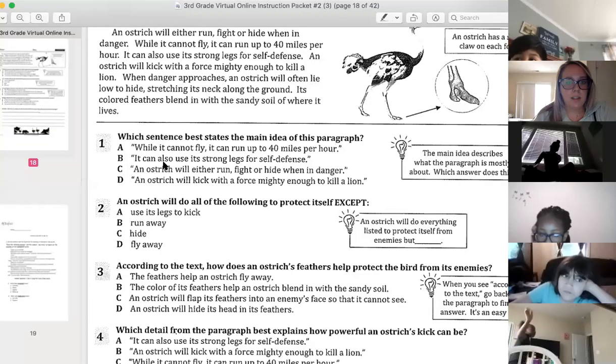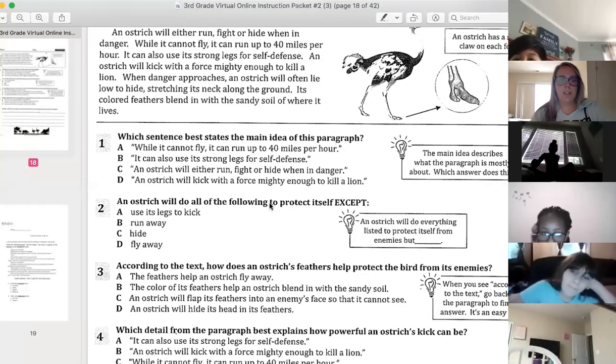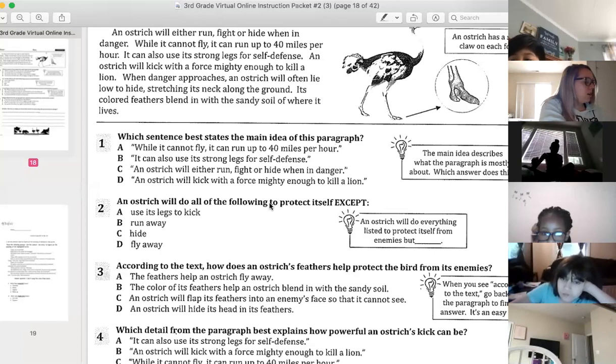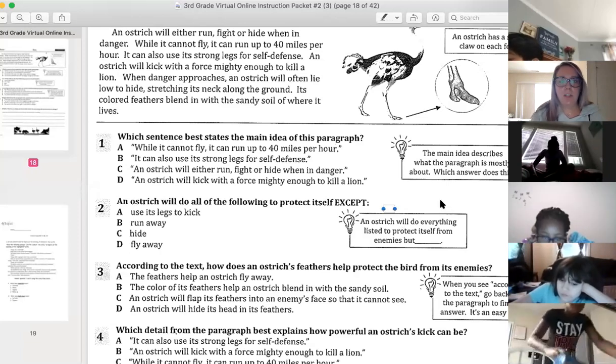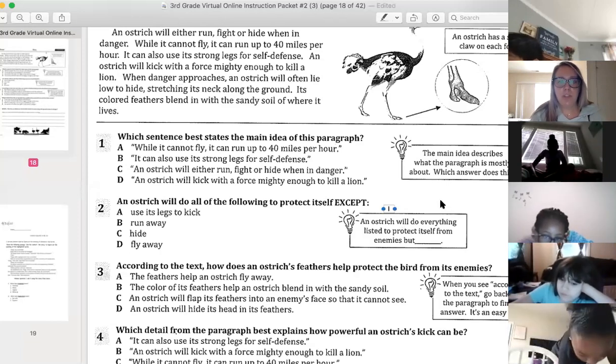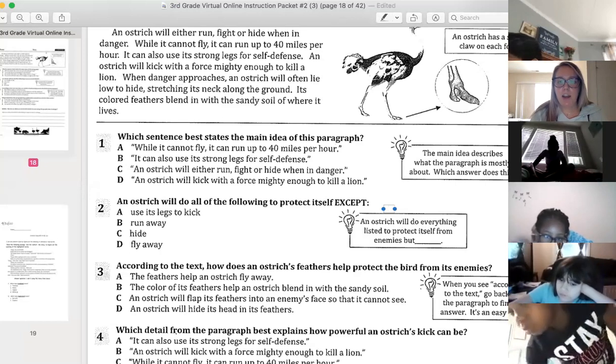Recording the lesson. Everyone is muted, and I want us to first, again, go over main idea. So I'm going to use some markers, and I'm going to show you for the ostrich passage, just because there's really not room for me to write on the screen for you to understand it. So I really just want to look at number 1, which sentence best states the main idea of the paragraph.